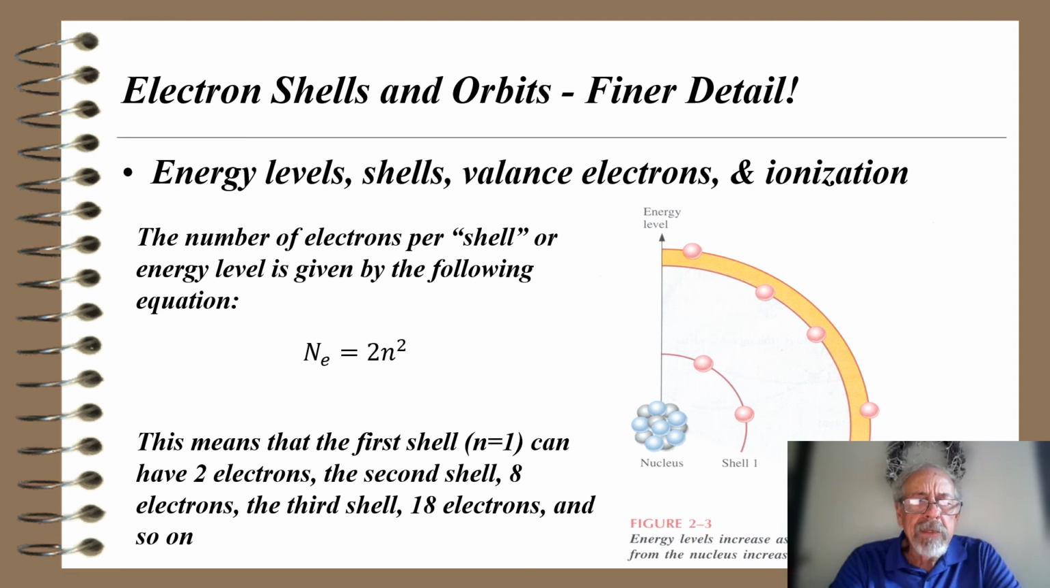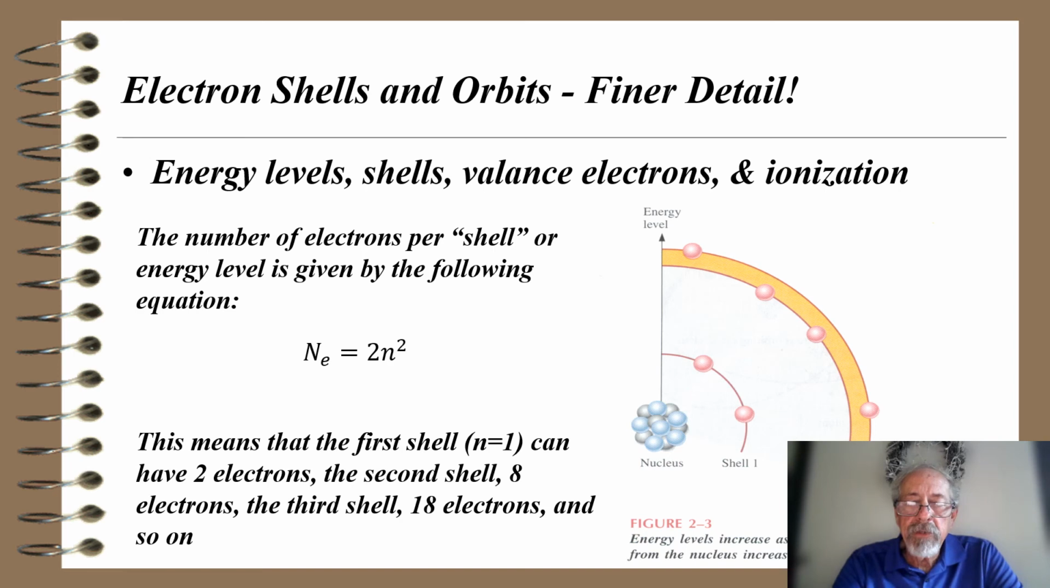Well, let's take a look at electron shells and orbits, a little finer detail. So the subtopic here is energy levels, shells, valence electrons, and ionization. So what happens is people are all in agreement with this, that the number of electrons per shell, or energy level, or orbit, if you will, is given by the following equation. The number of electrons, capital N sub E, is equal to 2 times n squared, where n is the shell number.